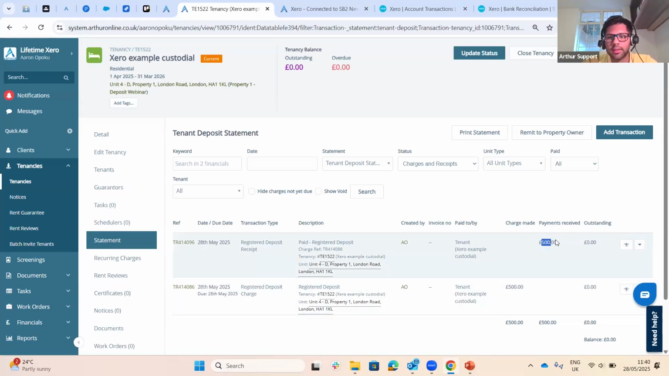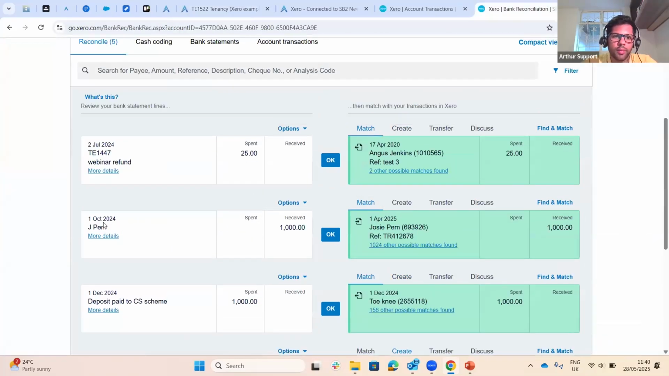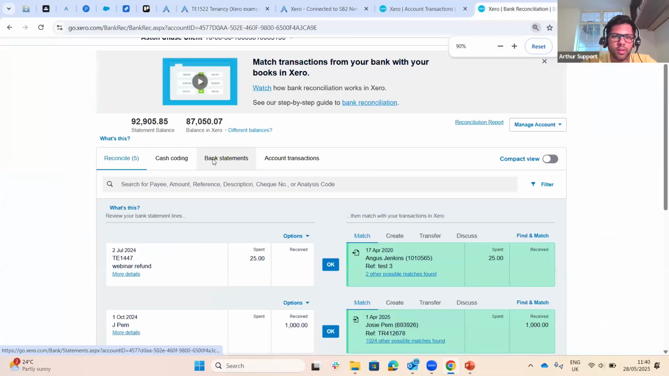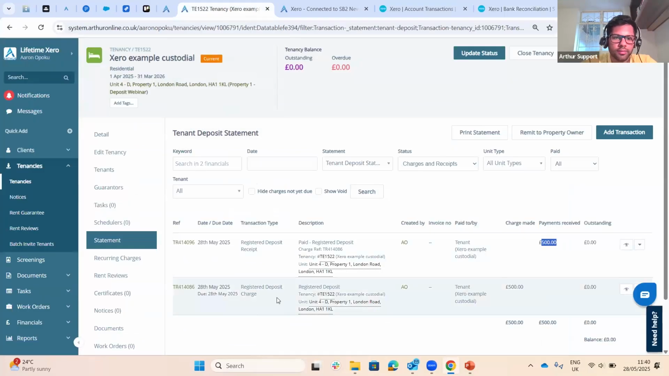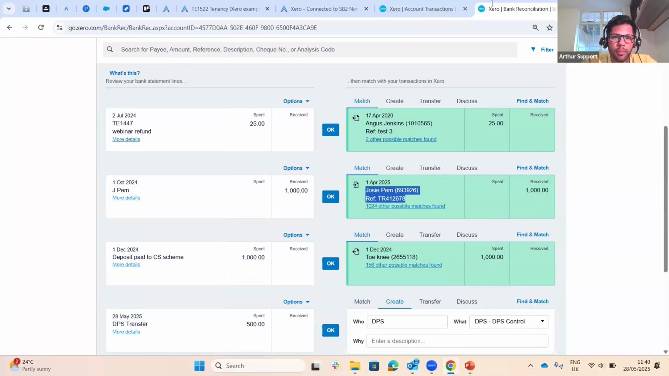And then you'd create a receipt. The receipt is created based on how you use financials. If you use financials with Xero, you would be receiving £500 from your tenant. So if you go back in here, in your bank feed on Xero, you would have £500 coming into your bank paid by the tenant, and then you would be matching the registered deposit charge in Arthur here against the payment in the bank from the tenant, and you press OK.